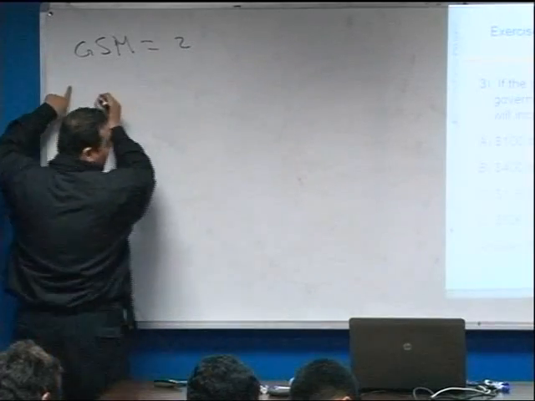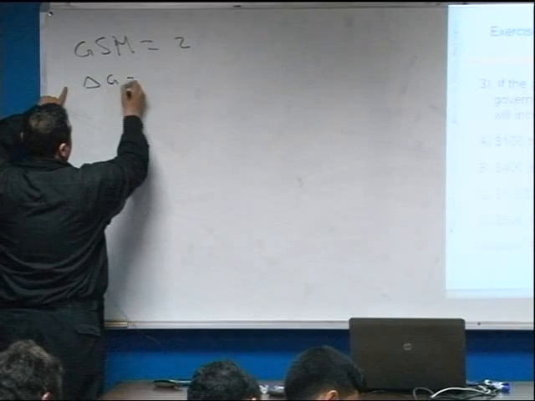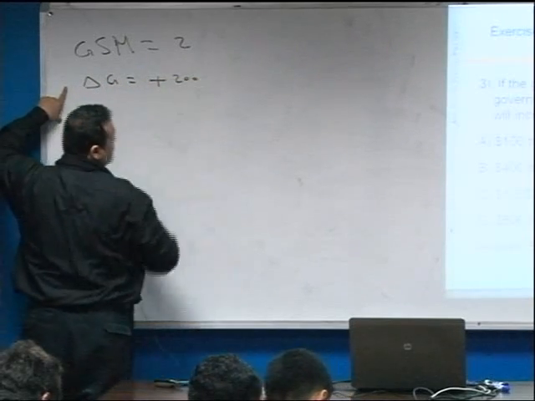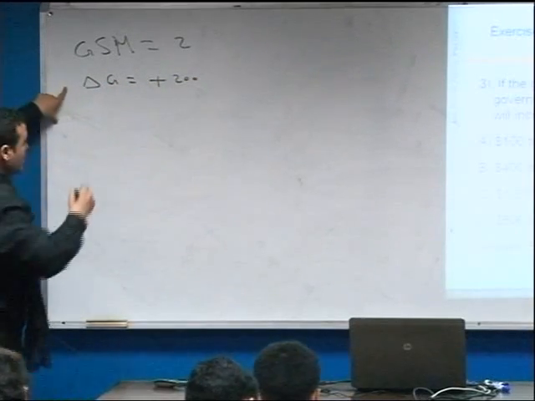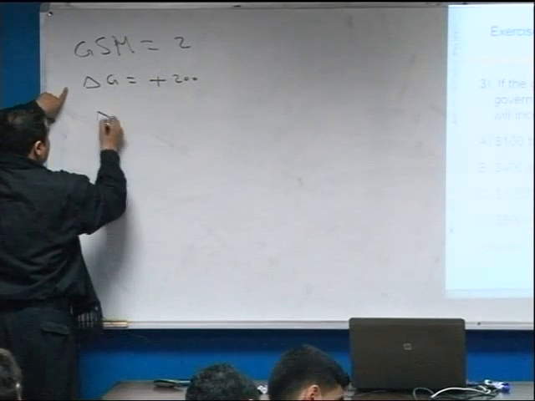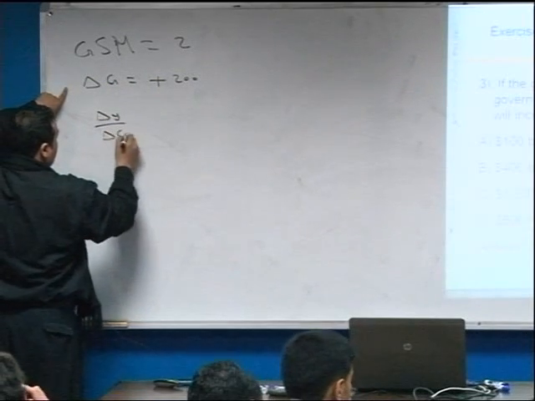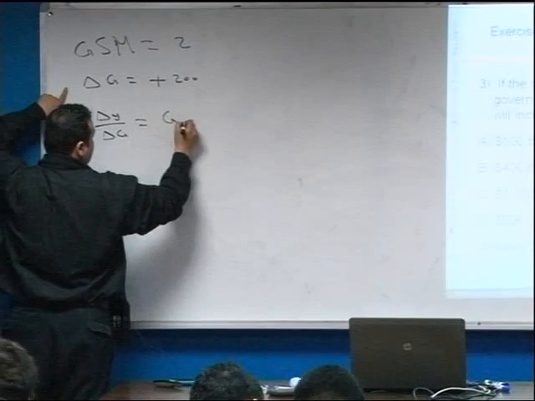So we have delta G equals positive 200, right? So delta Y over delta G equals the multiplier, the government spending multiplier.